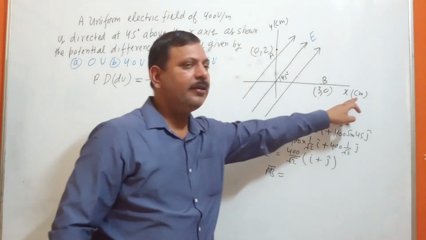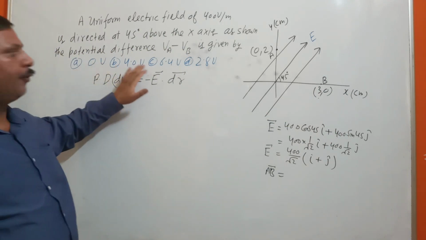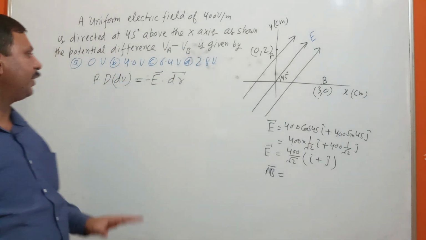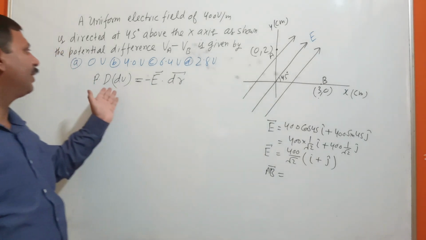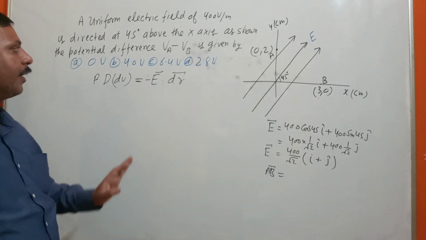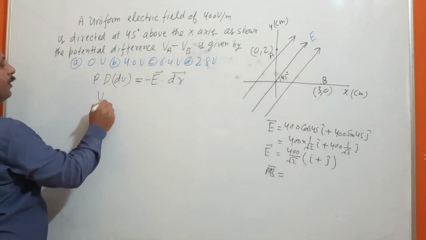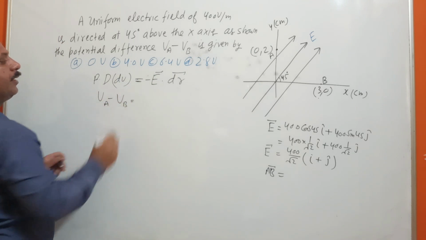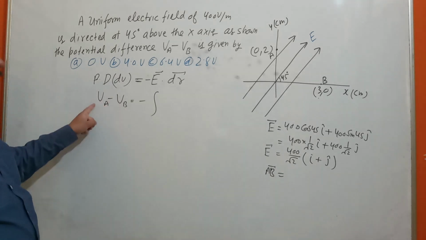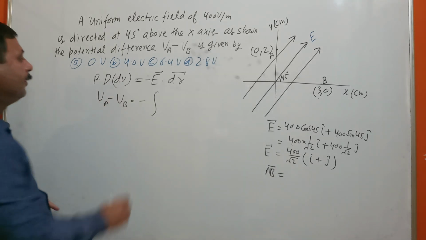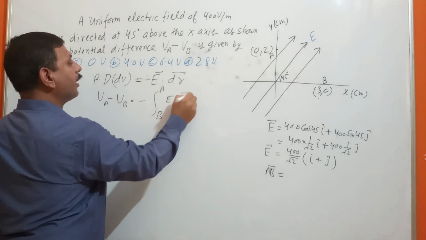They have given these in centimeter. The options are 0 volt, 4 volt, 6.4 and 2.8. See here, potential difference, what is it equal to? dV is equal to minus E dot dr. We want to find VA minus VB, so you have to integrate. You have to move from B to A, since they want VA minus VB. So that means E dot dr from B to A.